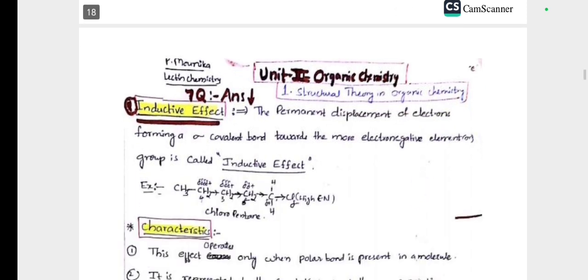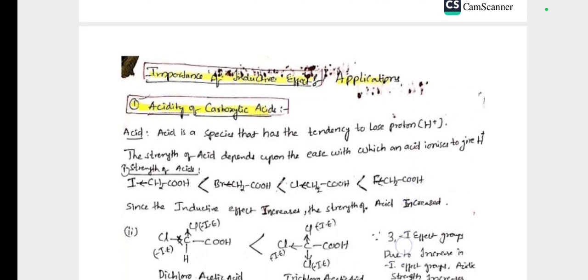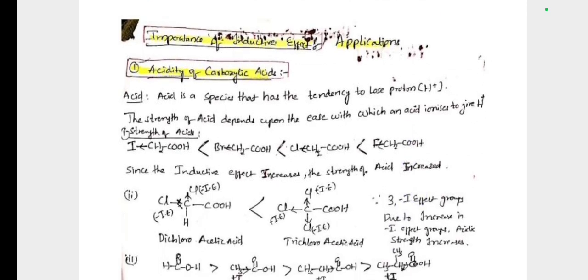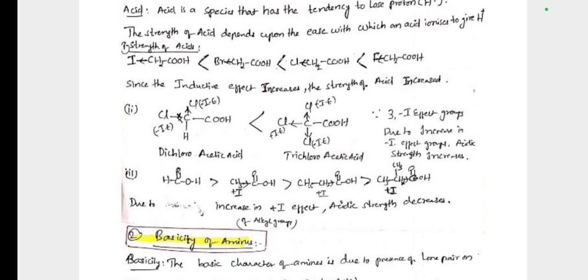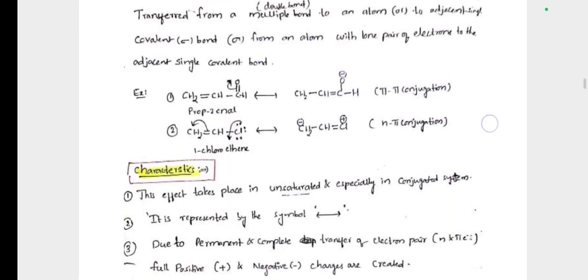Next, organic. Compulsorily practice the inductive effect. These are easy concepts. Inductive effect, minus IE groups, plus IE groups. Applications. Acidity of carboxylic acids. Remember this order. At least one example. Basicity of amines, stability of carbonium ions. Remember the order. Mesomeric effect, definition, examples, characteristics. Minus ME groups, plus ME groups. Okay, remember at least 3 or 4.